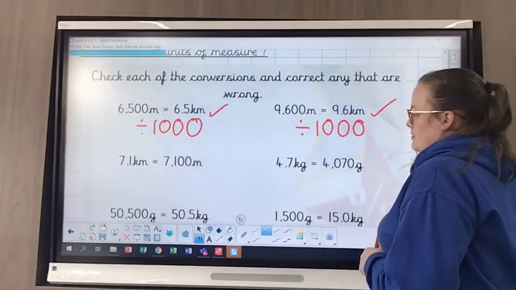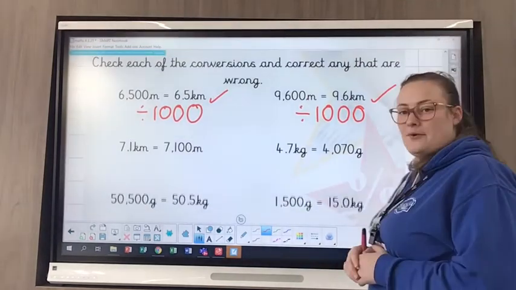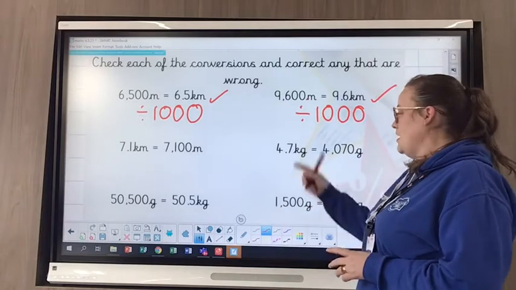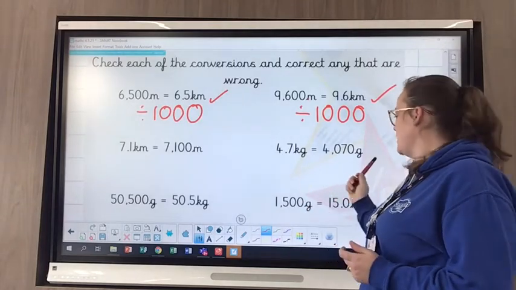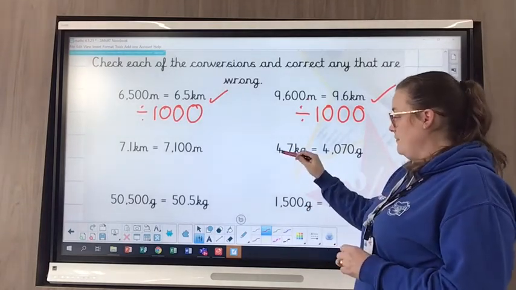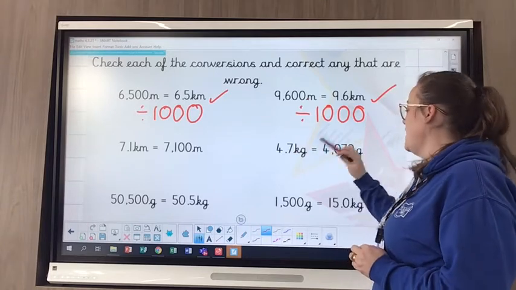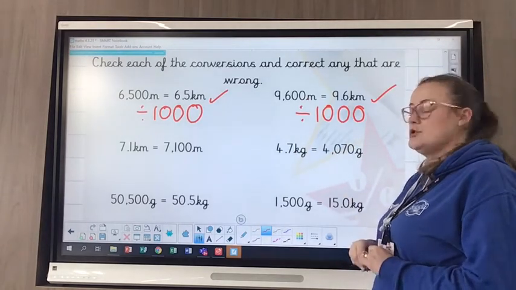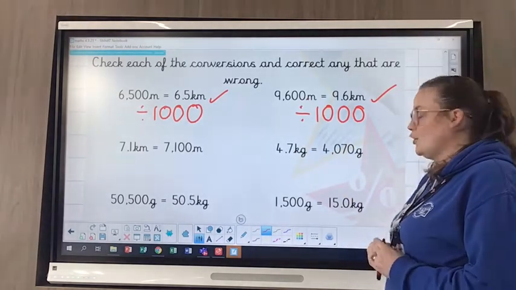Okay, now that you've done that, Year 5, can you do the same with grams and kilograms? So I have 4.7 kilograms and I have converted it into grams. Am I correct?